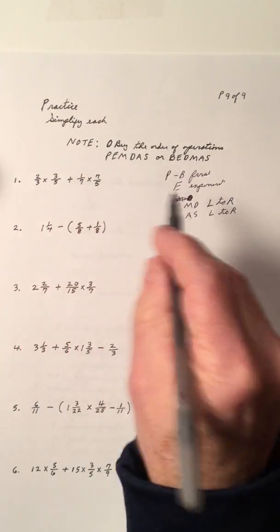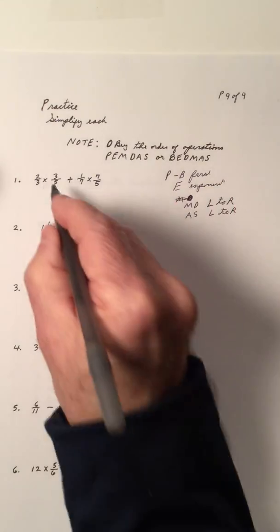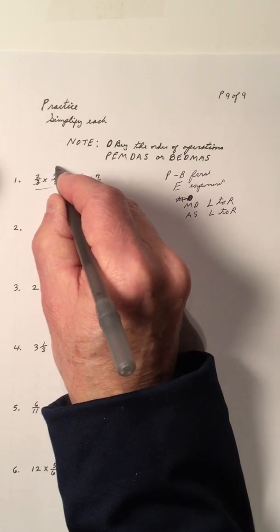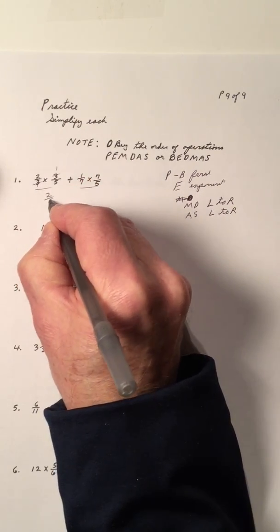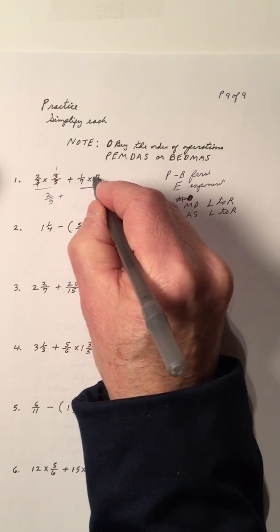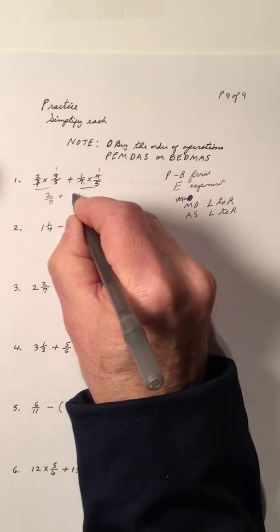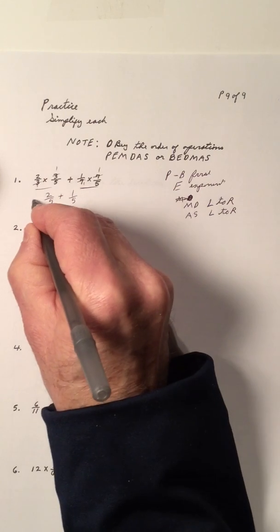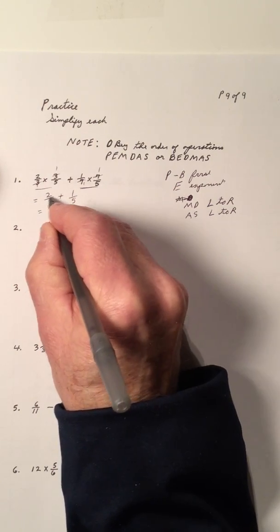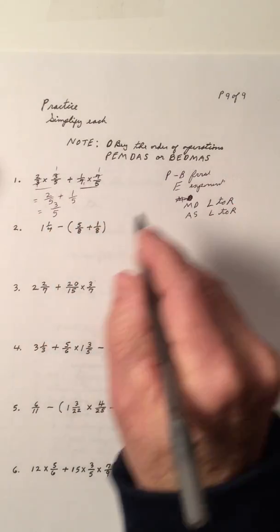I have no brackets, no exponents, so I multiply. When multiplying fractions, you cancel. 3's cancel, and I get 2 over 5. I got to multiply this next before I add. So 7's cancel, 1 and 1, I get 1/5. I did my multiplication first, so the common denominator is 5, so 2 plus 1 is 3.